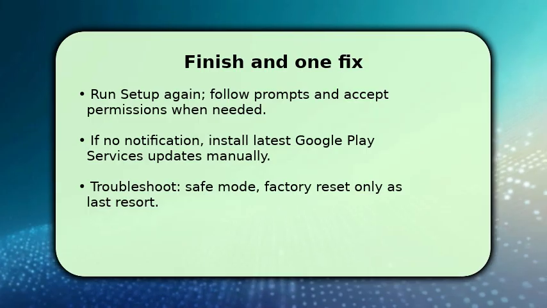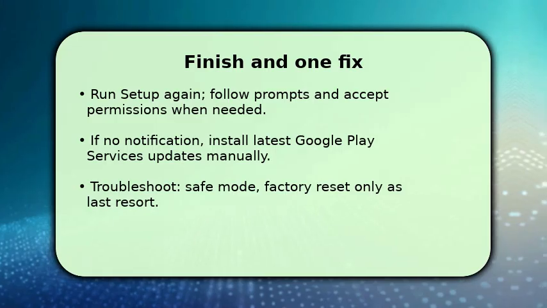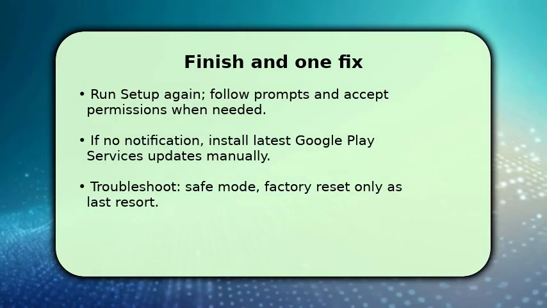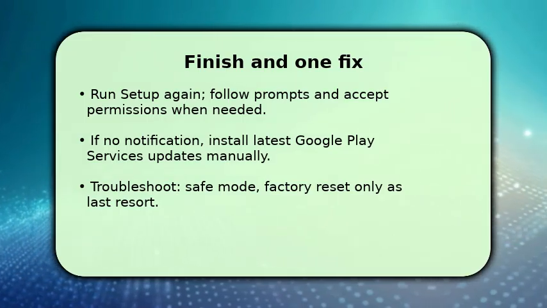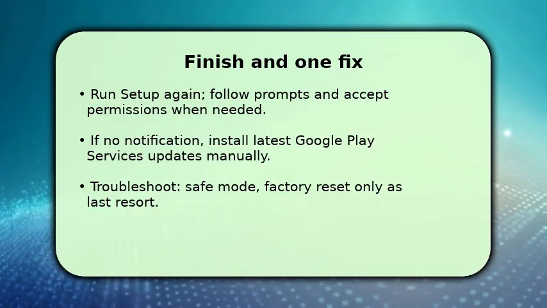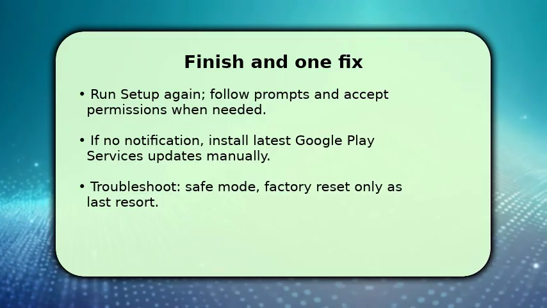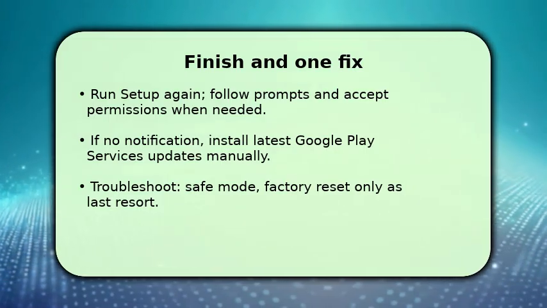If the notification still fails, update Google Play services and Google app from the Play Store or sideload their latest compatible APK. These often resolve background notification delivery issues. Make sure to test in normal mode first. If problems persist, boot to safe mode to rule out third-party interference, and consider a factory reset only as a last resort after backing up data.